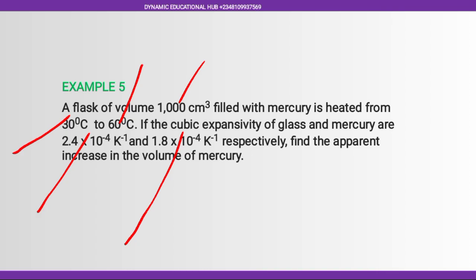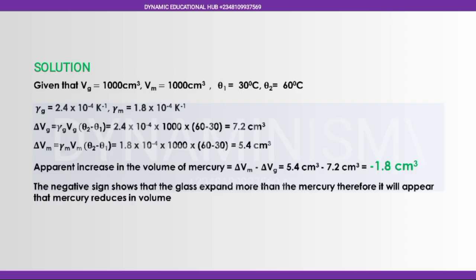You can try it. Before you try, let me quickly explain it. Now, your liquid will expand, your mercury will expand, and the glass will also expand. Now, to get your apparent, just subtract the two volumes, find the difference of the two volumes. Very simple. Now, you are given the volume of your glass, which is filled with mercury. So the volume of the mercury is also this. Initial temperature, final temperature. So you are given these values.